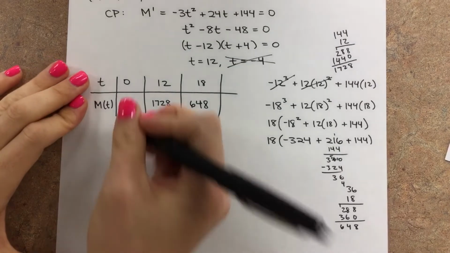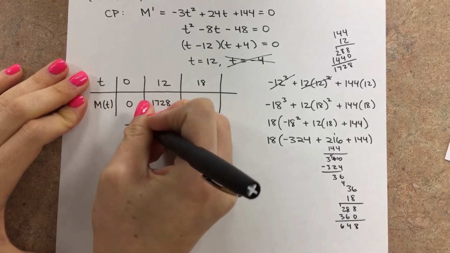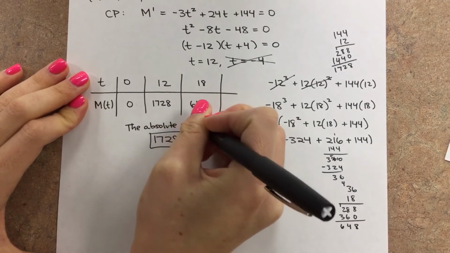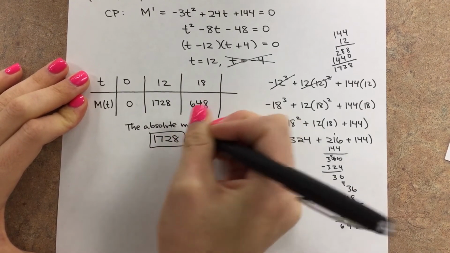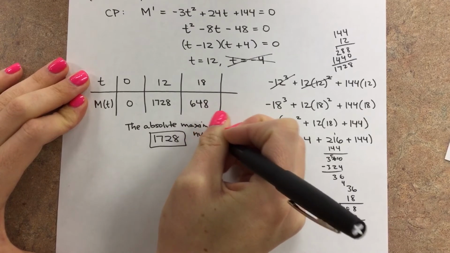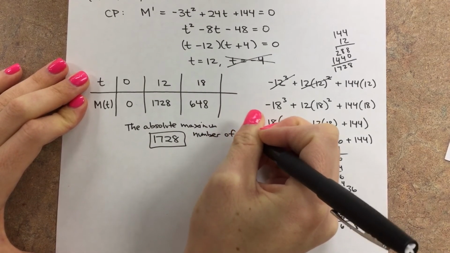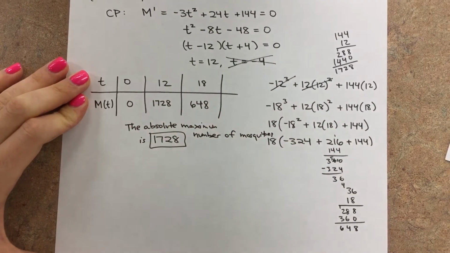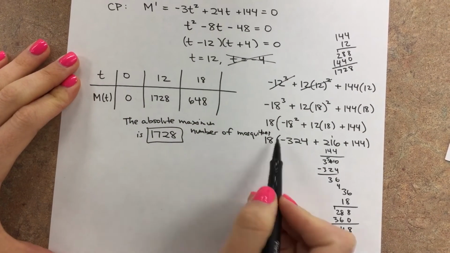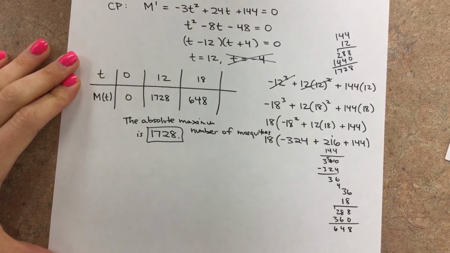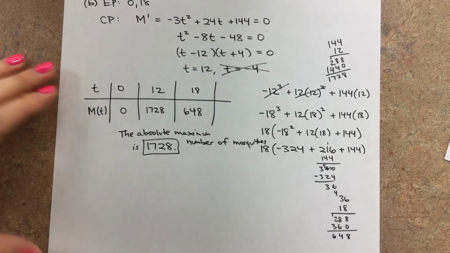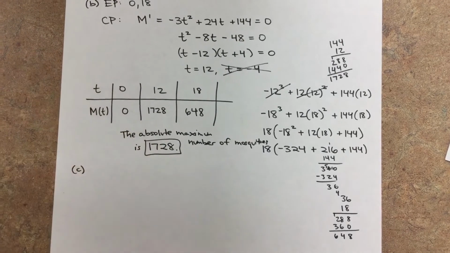You just say, we should probably put it in a complete sentence, the absolute maximum number of mosquitoes is, that's a great formatted sentence there. Absolute maximum number of mosquitoes is 1728. And then all of this, making sure you've shown all your work, that's your justification. All right, so let's take a look at what part C is.